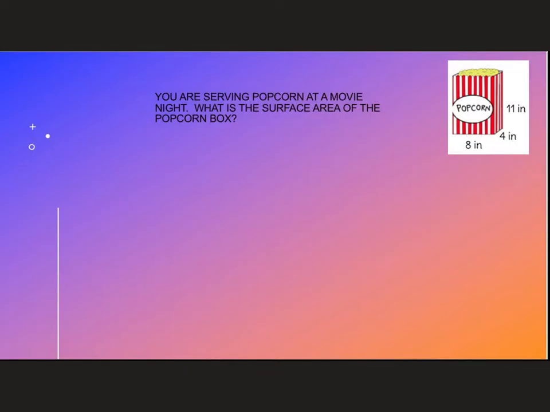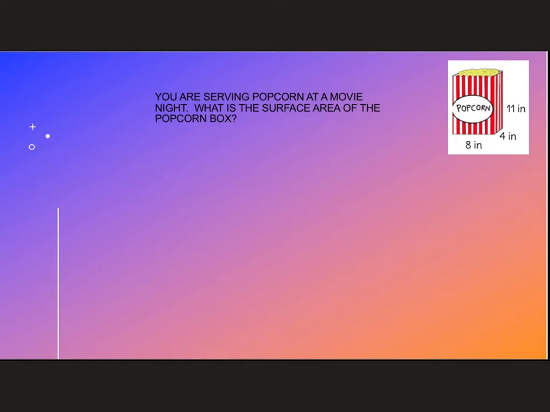Alright, so it says you are serving popcorn at a movie night. What is the surface area of the popcorn box? First things first, we look at our popcorn. We have to see what shape I am looking at. If you think about that, we have two bases that are rectangles. All of my sides are rectangles, so that is a rectangular prism.